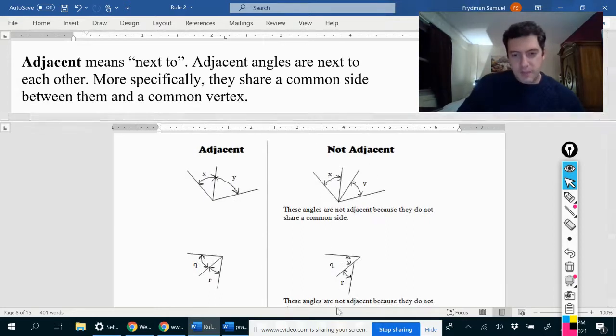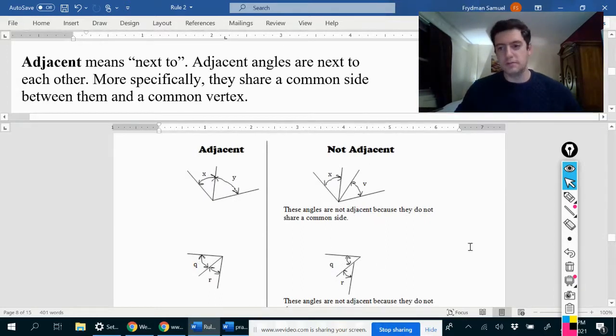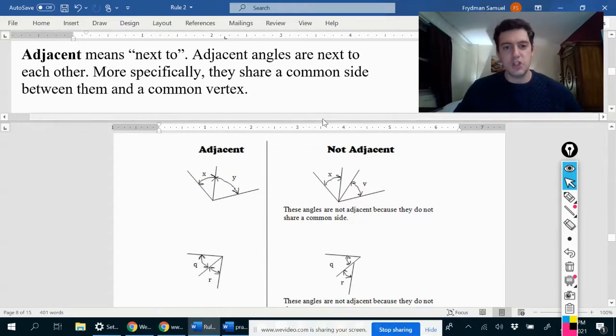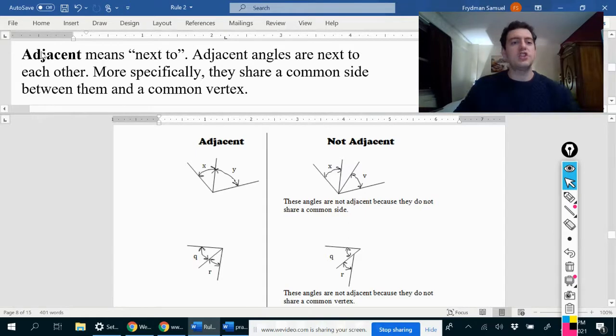Okay, now you have to start paying attention a little bit more. Just a little. Okay, adjacent means next to. That's sort of the informal definition of what adjacent means. But now let's get a little bit more technical. So adjacent angles are next to each other. More specifically, they share a common side between them and a common vertex.